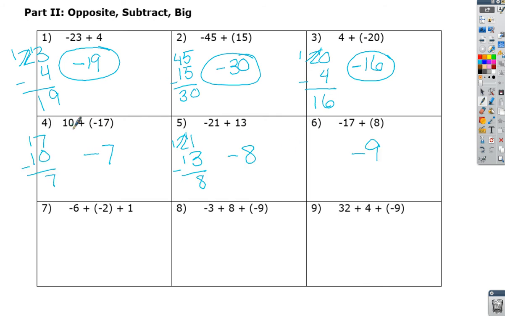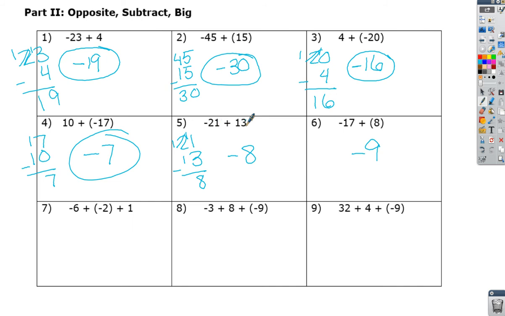Okay, so we have 10 plus negative 17. We have negative and a positive. When the signs are different, we take the difference and keep the sign of the larger number. So we subtracted 17 minus 10, got 7. Our bigger number is 17, so we have a negative 7 for our answer. Number 5, we have negative 21 plus 13.